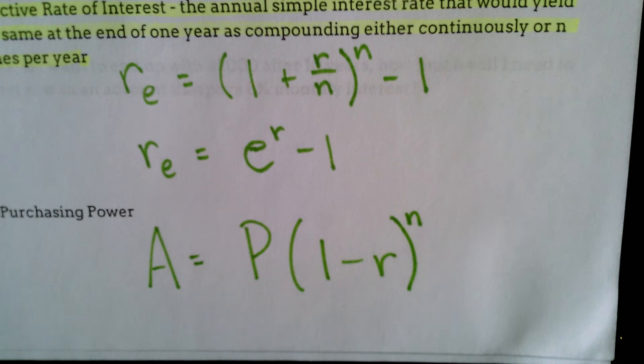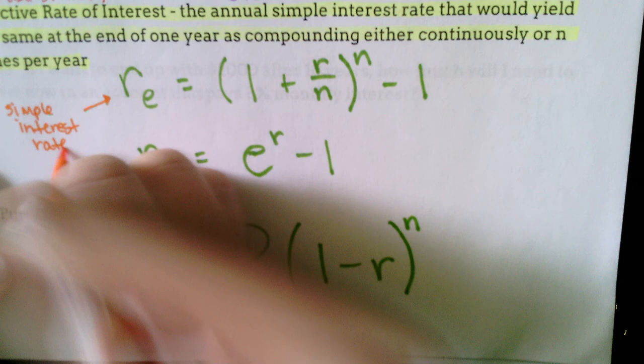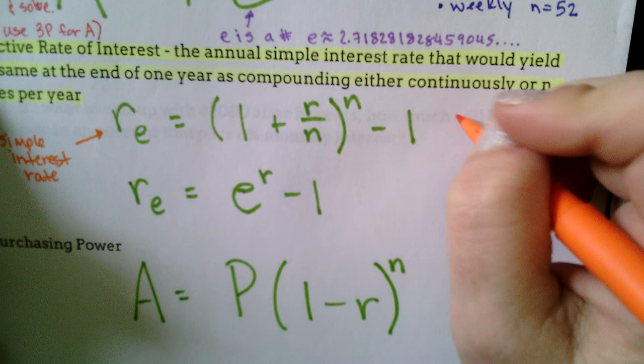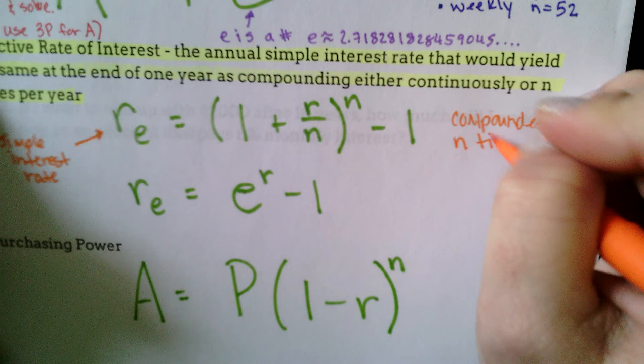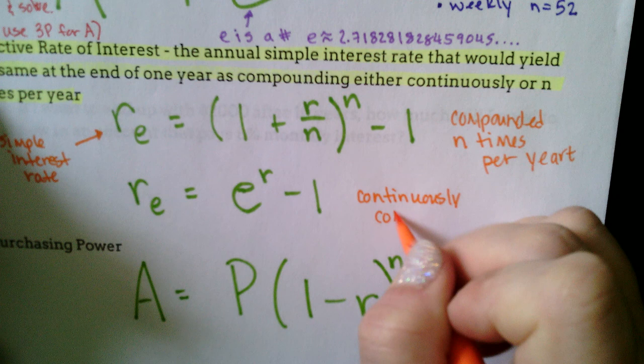So this r sub e, this is a simple interest rate. And then all of the rest of these mean the same thing as they did before. So this formula is the one that goes with compounded n times per year. And this formula is the one that is continuously compounded. So two different formulas for that effective interest rate.